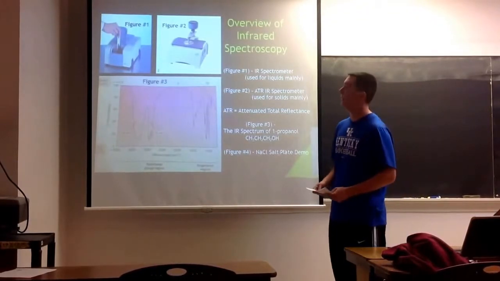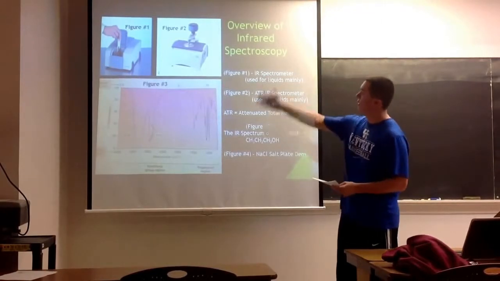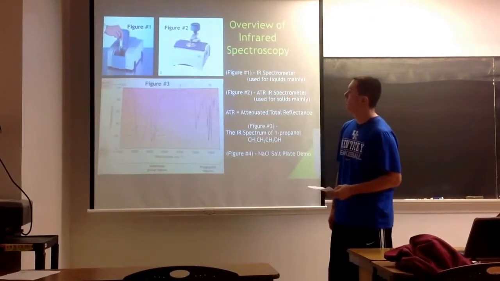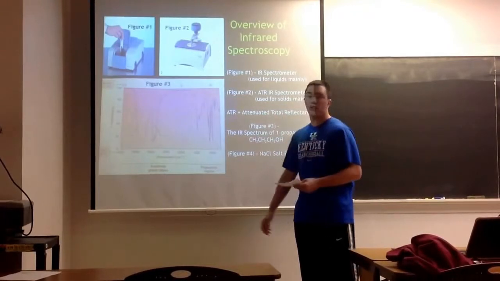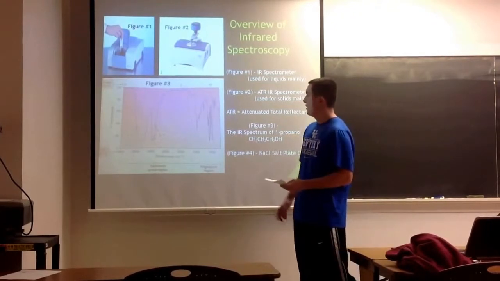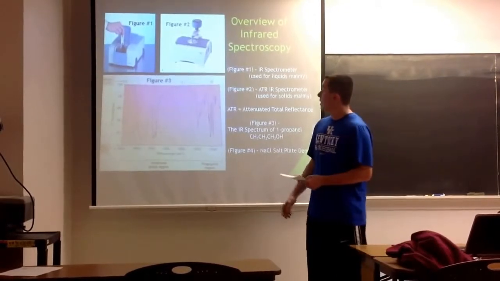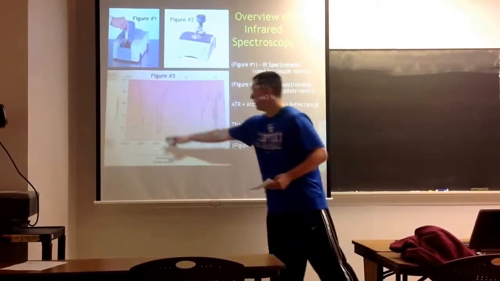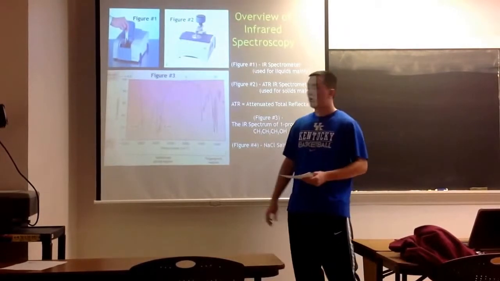First off, I want to introduce by talking about infrared spectroscopy. Figure 1 up here is the actual IR spectrometer that we use to analyze our liquid samples. Figure number 2 is another IR spectrometer with the ATR adapter that we use to analyze our solids. Figure 3 is an example of what an IR spectrum would look like. This is an example of 1-propanol, as we can see the OH group over here, and the sp3 CH bond. We'll talk about that later though.